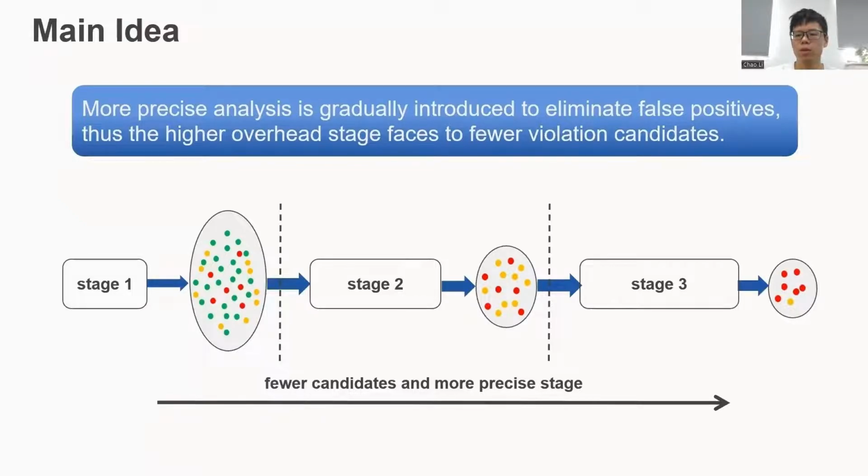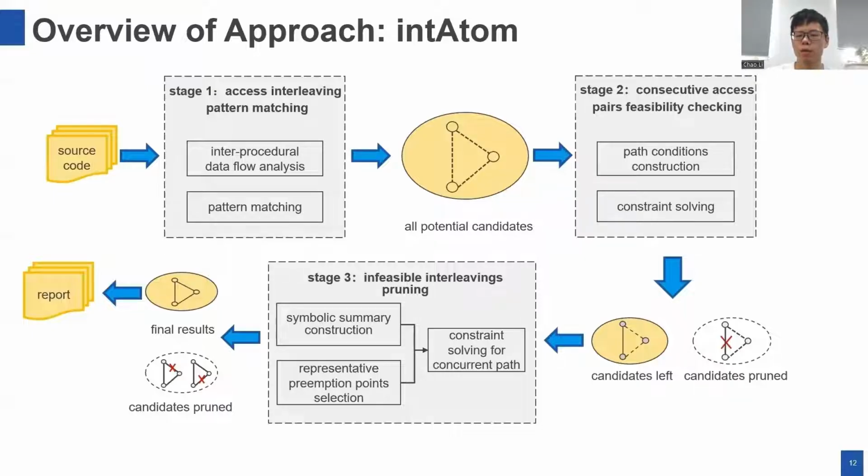Based on these two observations, our main idea is that more precise analysis is gradually introduced to eliminate false positives. Thus, the higher overhead stage faces fewer violation candidates. The figure shows an overview of our approach, which consists of 3 stages.